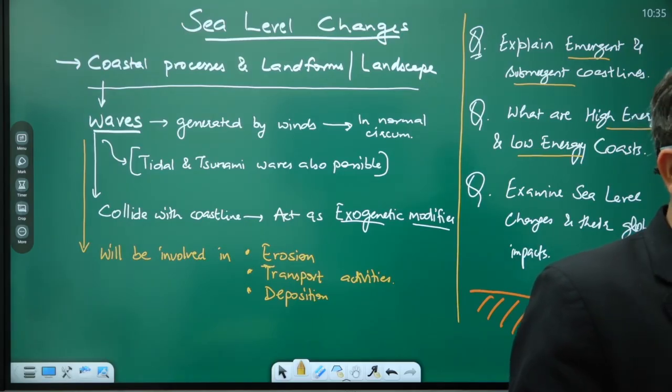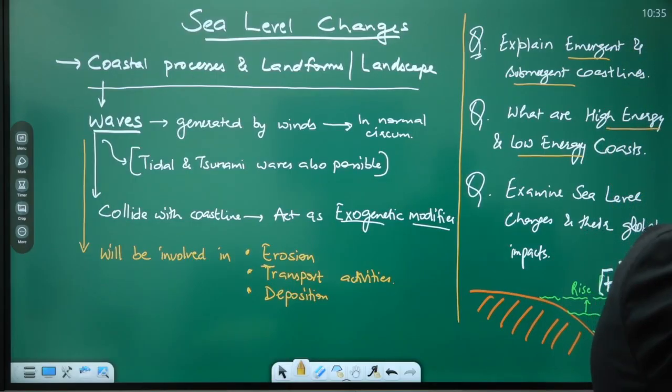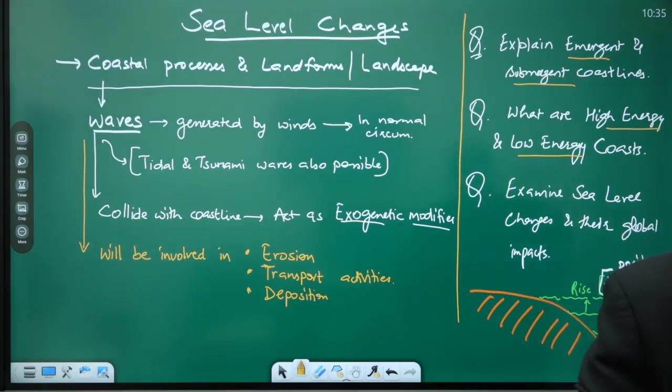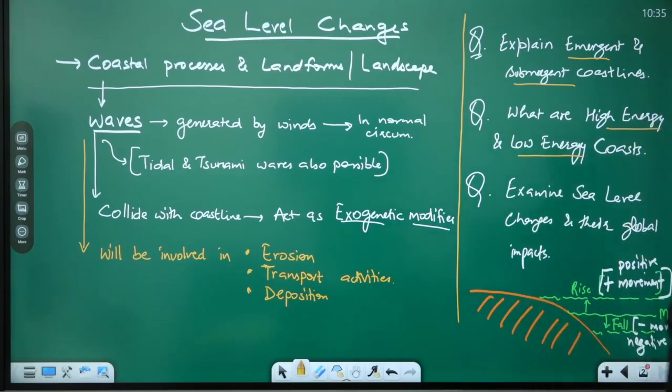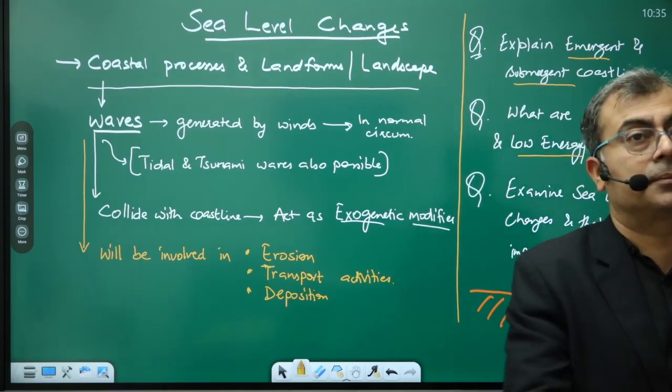So everybody is writing velocity of the wind. Very good, but not the answer. What will decide the energy of the wave? Wind speed is 1. Every student is only talking of wind speed. ये गड़बड़ है. Wind speed.